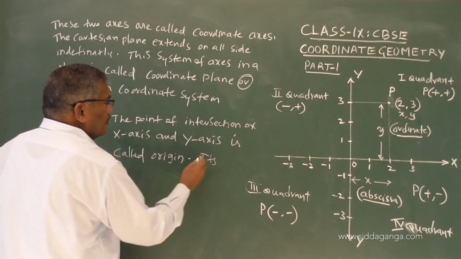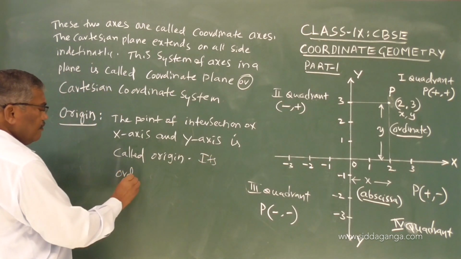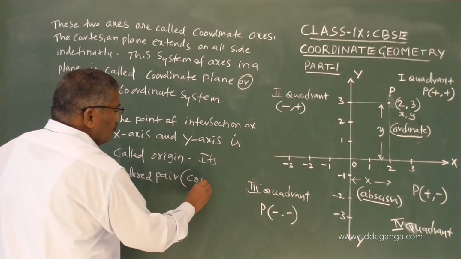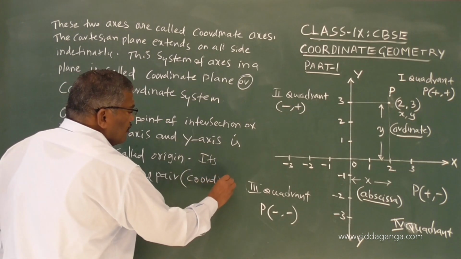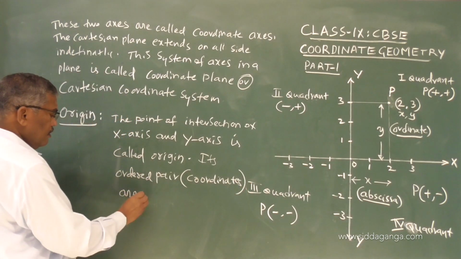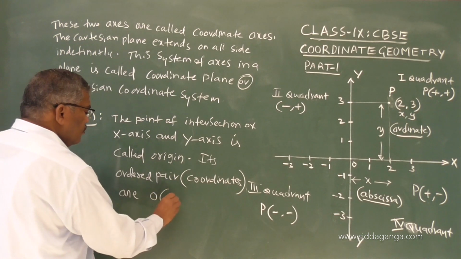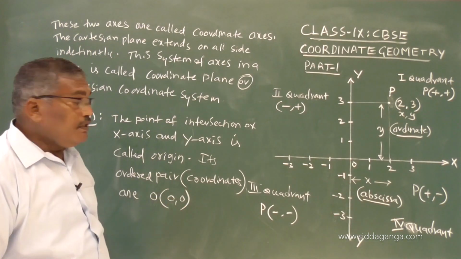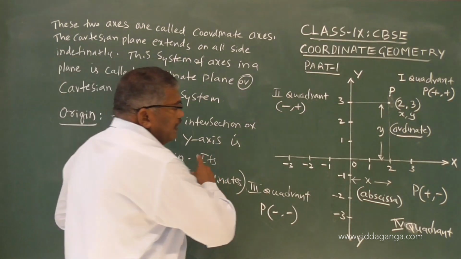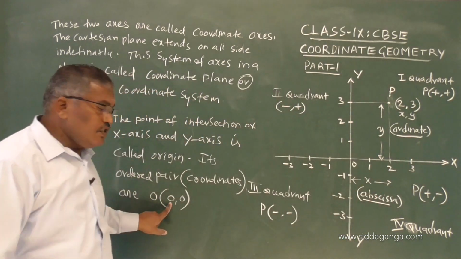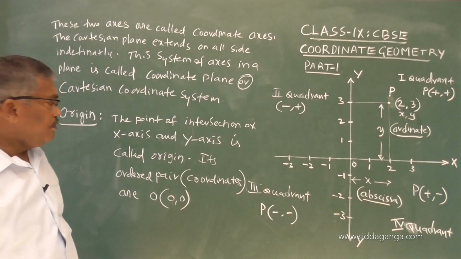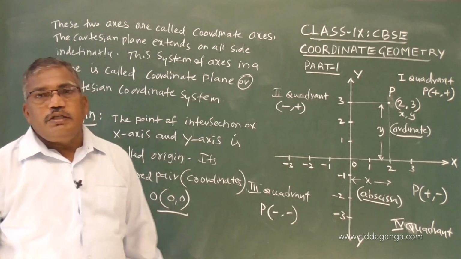Its ordered pair, or we say coordinates, are 0, 0. We write it as O(0, 0). So why do we say that? This first one indicates the distance from the x-axis. The point is on the x-axis itself, so the distance is 0. The second one represents the distance from the y-axis. It is also 0. So this is the origin.